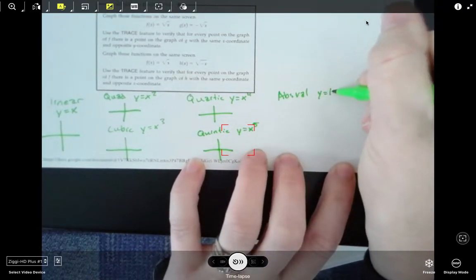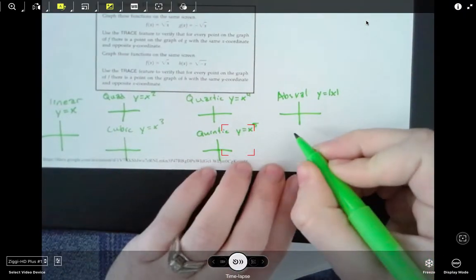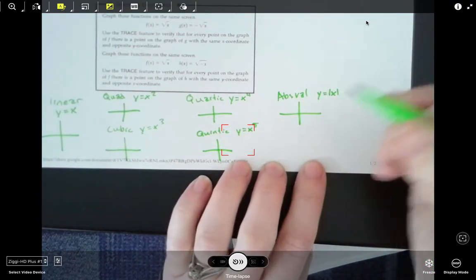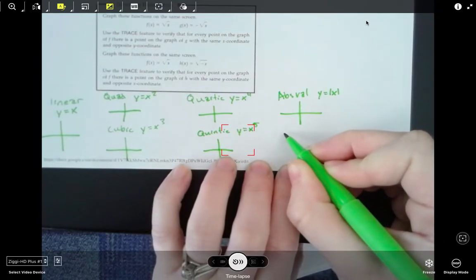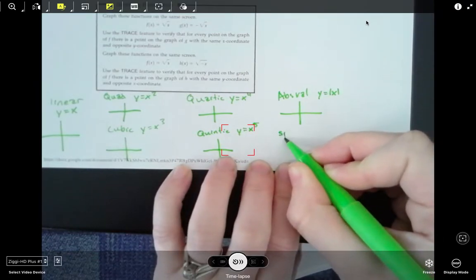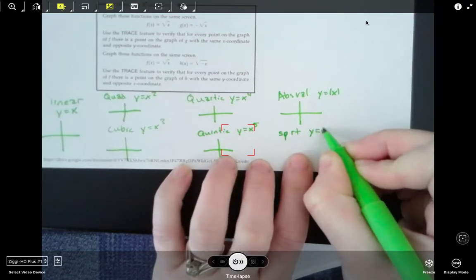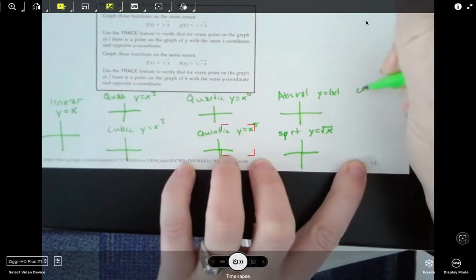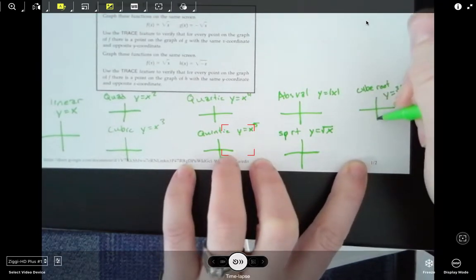Absolute value is y equals the absolute value of x. And what does it generally look like? Oh shoot, what are some of the other ones? Like a square root. Square root is y equals the square root of x. And what does it look like? And a cube root, or y equals the cube root of x. What does it generally look like?